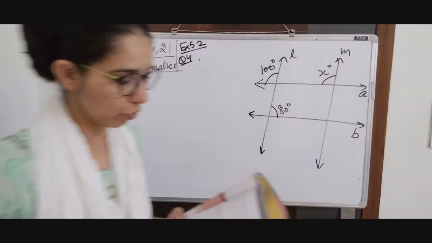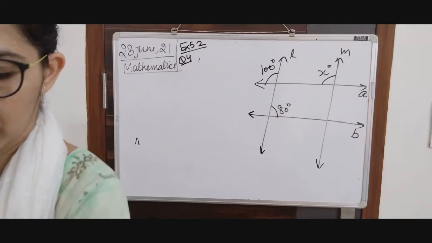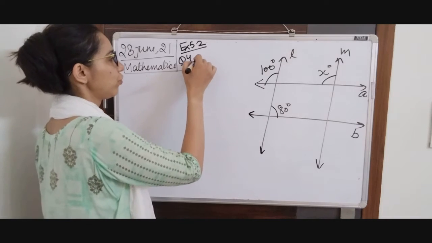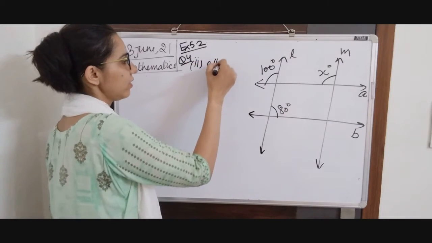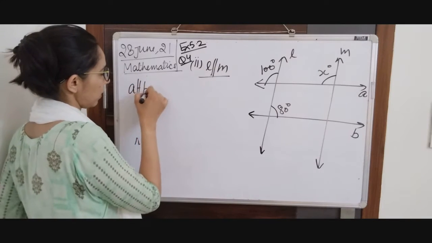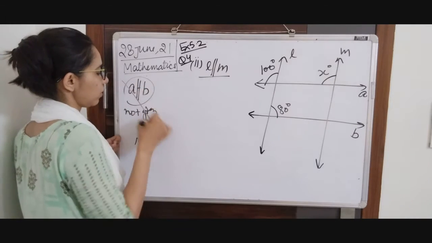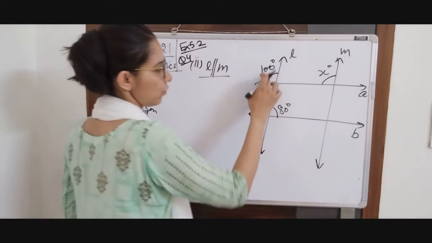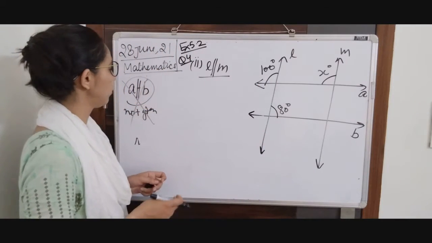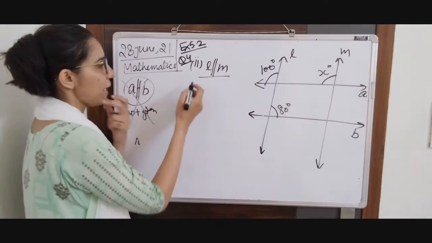Again, these types of questions have many ways of solving them. Now in this question also, B part, it is given that L is parallel to M, but it is not given that A is parallel to B. So you will not use these properties; these corresponding angles may or may not be equal, we will not be using them. We will be using this L parallel to M.